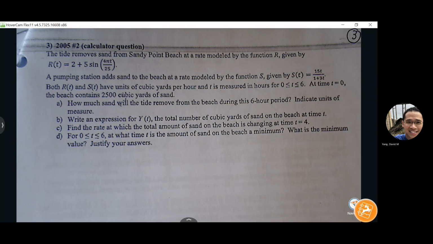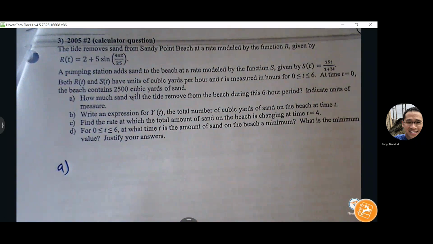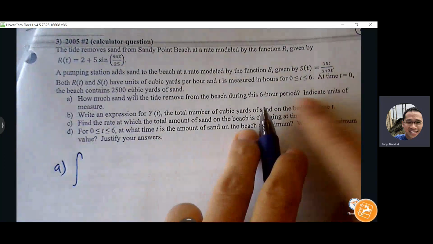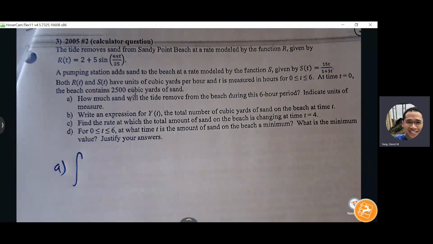So it's a rate. But part A is asking for the total amount of sand, which is cubic yards. So how do we get from cubic yards per hour back to cubic yards? What do you do? Take the antiderivative, right? So for part A, we can simply take the integral, and it says in that 6-hour period. So what will be our bounds? 0 to 6, okay.